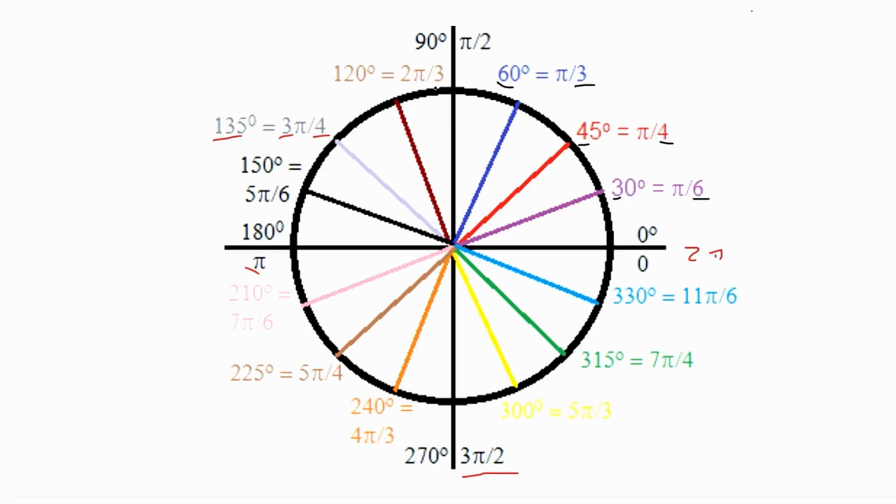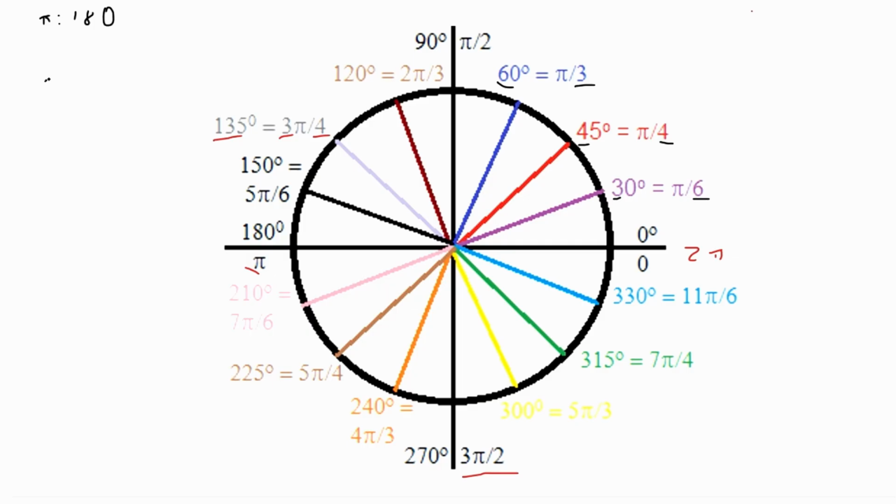Okay, 0 is just 0, 90 is half of 180, so pi by 2. And then with conversions, I don't think there'll be any question on the exam about conversions, but still, you know the ratio, pi is 180, so you just use that.